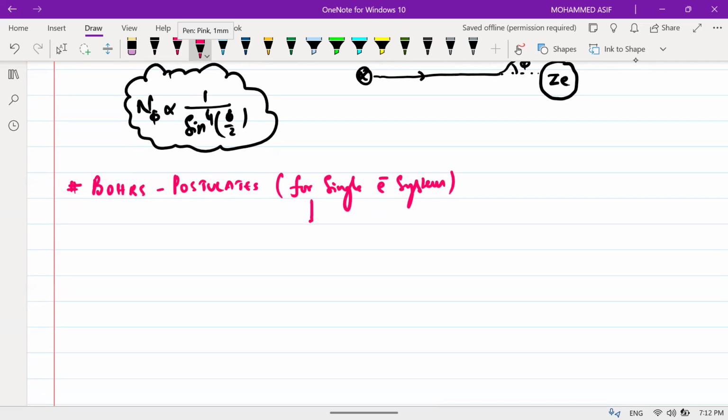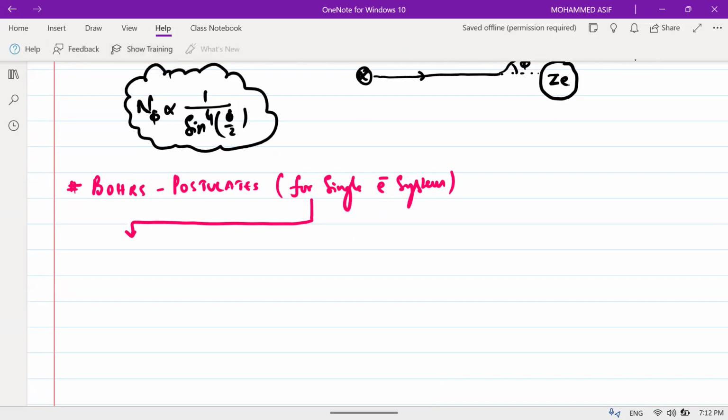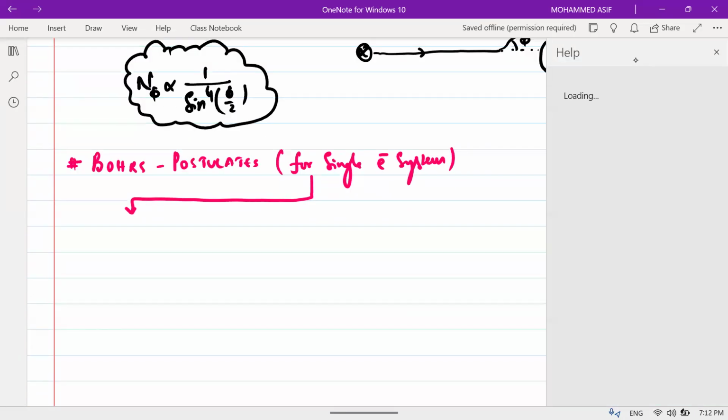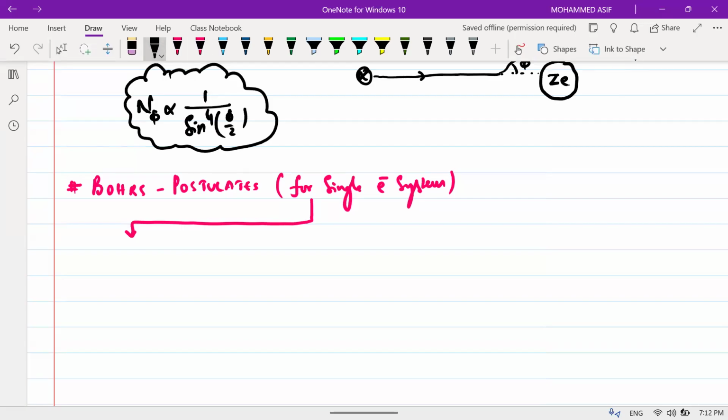Now the first postulate. What does the first postulate say? The first postulate says that every electron revolves in a circular orbit. This is your nucleus, at the center with charge Ze. And every electron, with charge e minus, is revolving around it with a certain velocity. This is the velocity in the nth orbit.